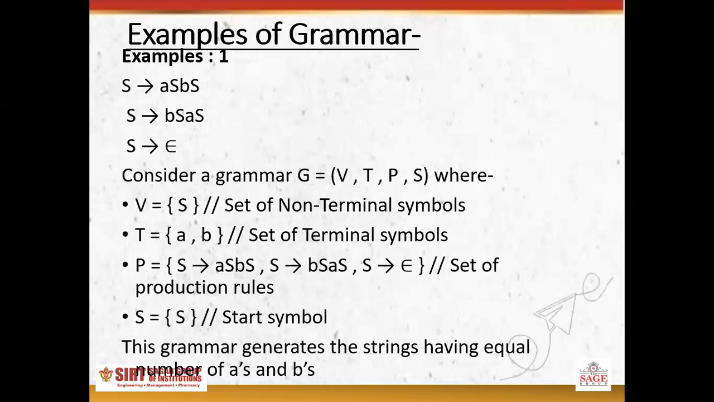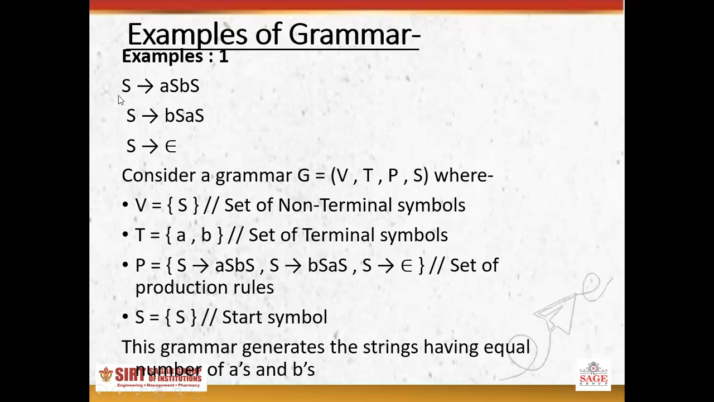Some examples of grammar. Example number 1. S produces small a, capital S, small b, capital S. Similarly, S also produces small b, capital S, small a, capital S, and S also produces epsilon.